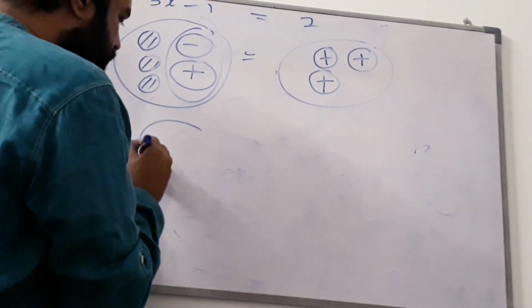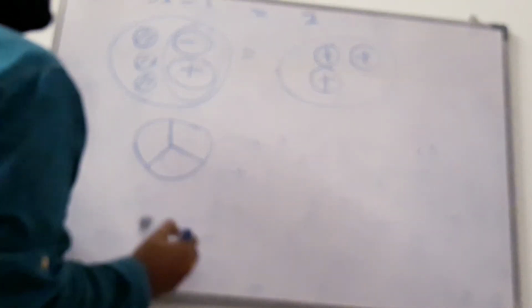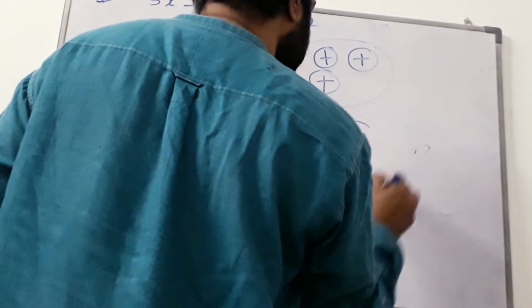Now we will draw this in this fashion. There are 3 x's and 3 y's. So I am going to make this circle into 3 equal parts. Here also the same.